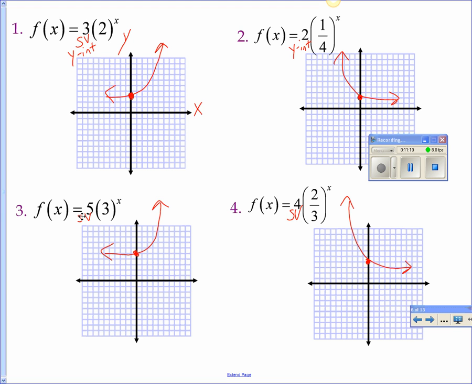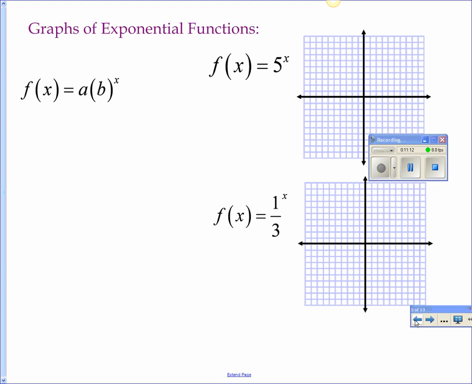Now let's go back to the 2 we skipped. So don't flip it over yet. Let's go back to the 2 we skipped. All right, right here on this one, put the 5 to the X in parentheses. What number do I need to put out front? A 1. Everybody do that.